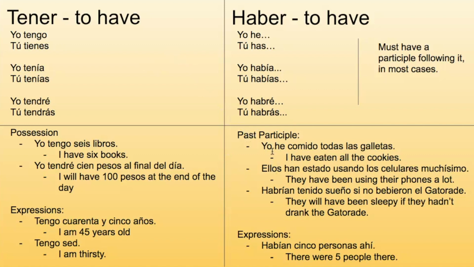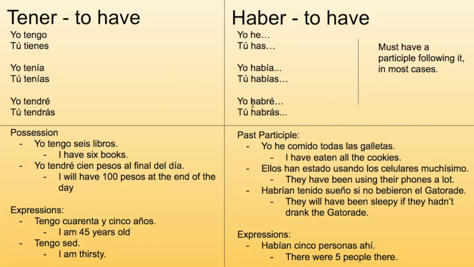Okay, so going back to this one, you'd say, yo he comido todas las galletas. I have eaten. You never use tener. So, for example, you would never say, yo tengo comido. That doesn't exist. You can't use tener and then have a participle. This is called the participle, with the -ido or -ado at the end, and a couple of irregular verbs. So basically, you'll kind of know when to use it. Haber is never for possession, and tener always is.